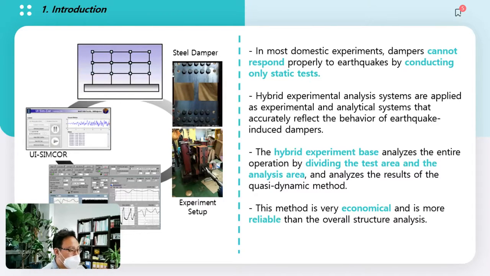Hybrid experimental techniques analyze the behavior of the entire structure by dividing the test and analysis parts into substructures, which are very economical because the experiments consist of only one of the experimental parts and are more reliable than the result of analyzing the entire structure in real time.